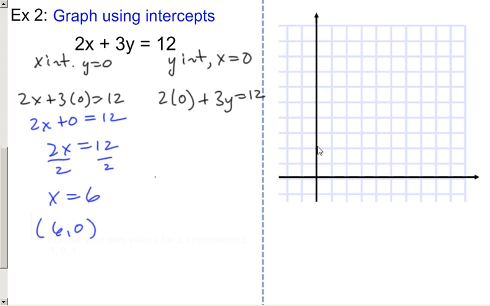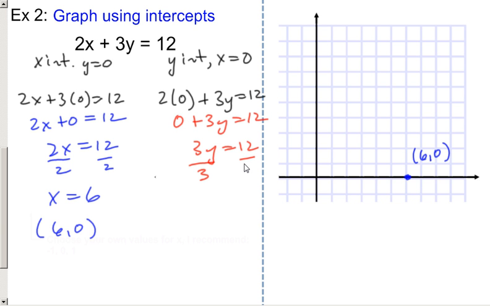So I go 1, 2, 3, 4, 5, 6. At 6, 0 is my first point, except that this is the x-axis, so it'll be over here. 1, 2, 3, 4, 5, 6. And there we go. There's the x-intercept. Now we've got 0 plus 3y equals 12.